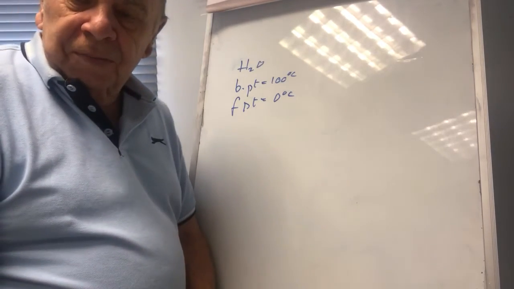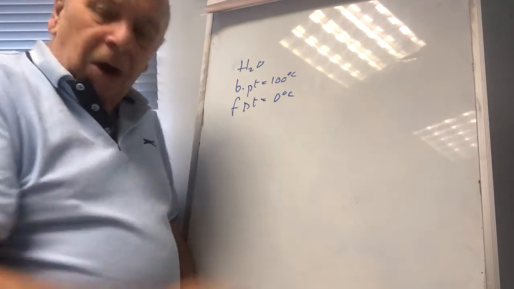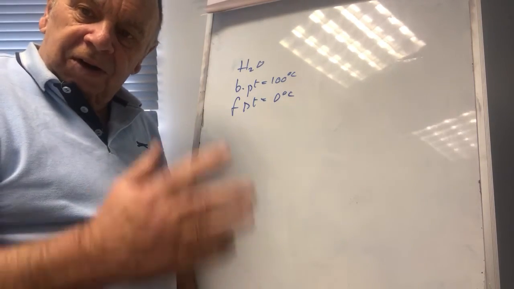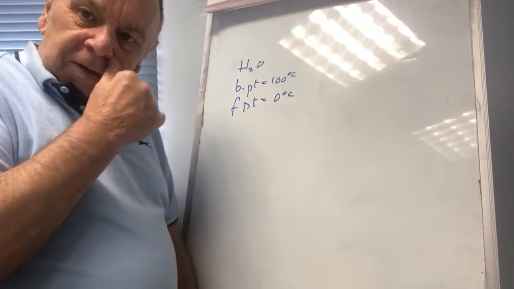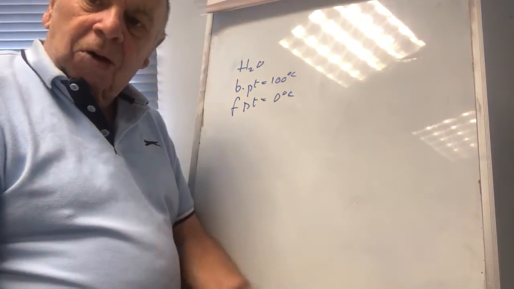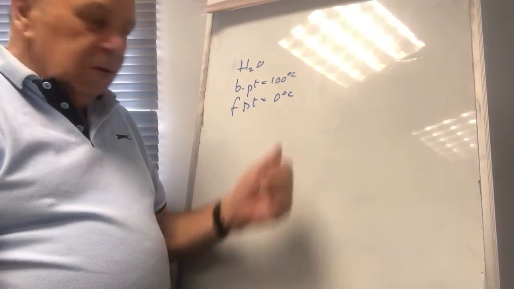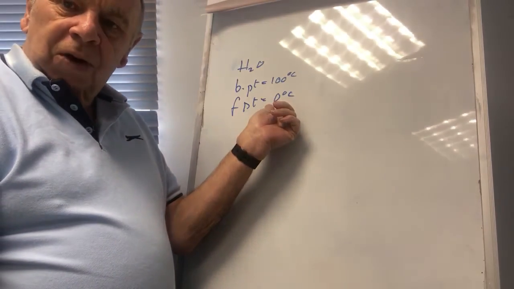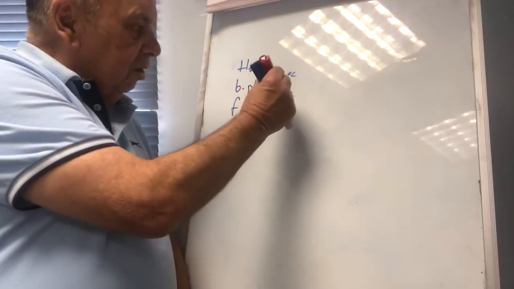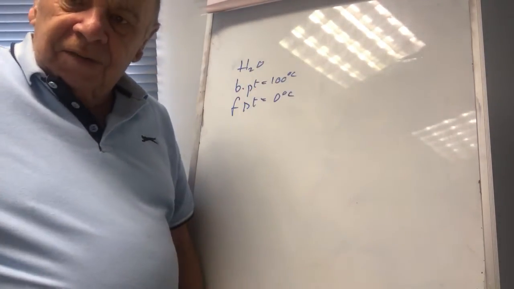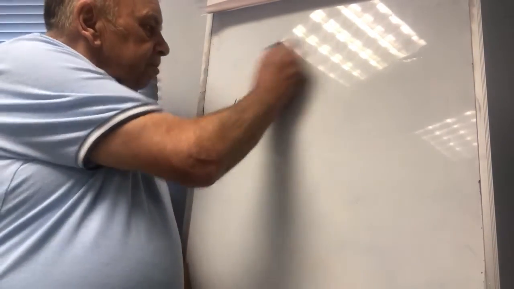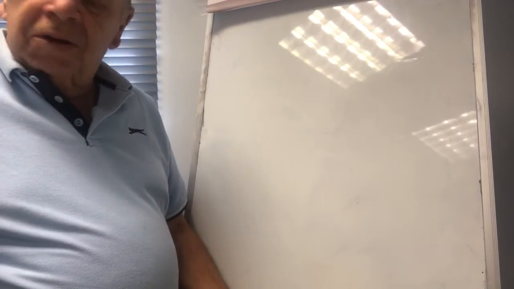How do you know if something's impure? It's because its boiling point, melting point, etc. is not at a fixed point. For example, why do you think they add salt, common salt, to water? It's to lower its freezing point, which means it's got to be colder than 0 degrees centigrade for the water to form into ice. Let's look at formulations.